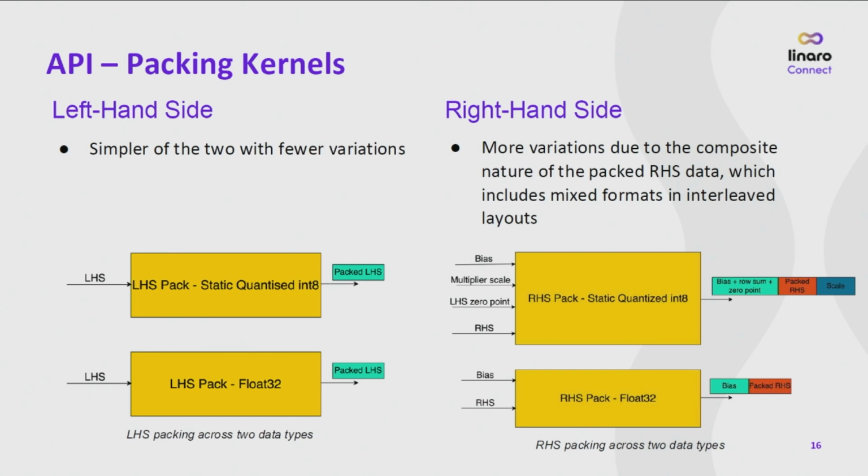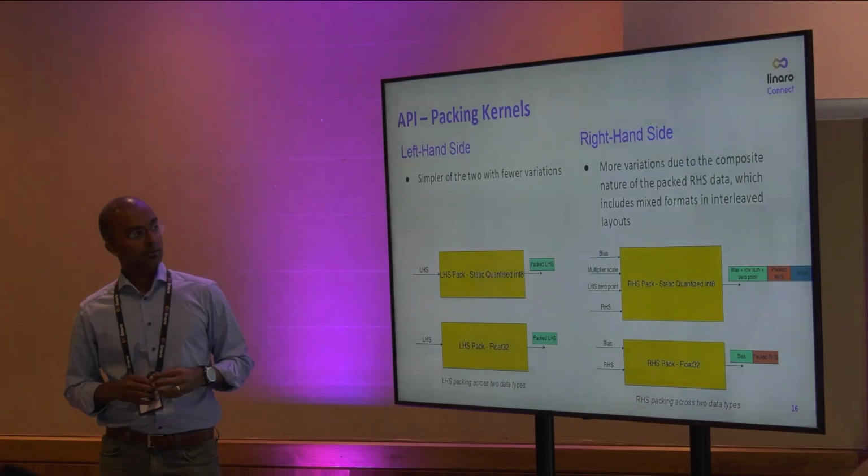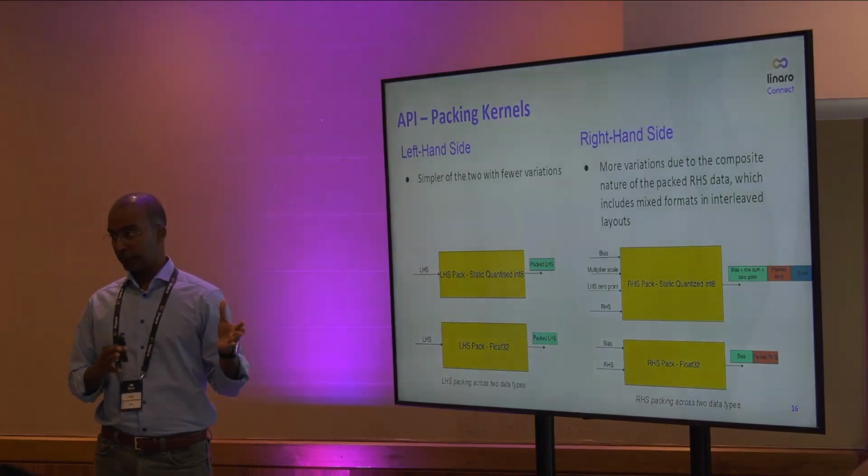If you take a quantized int8 case, you have your bias, you have your scale, and if you're lucky, you'll just have 1 zero point. Then you do things like a row sum for your gemm optimization and pack everything together.